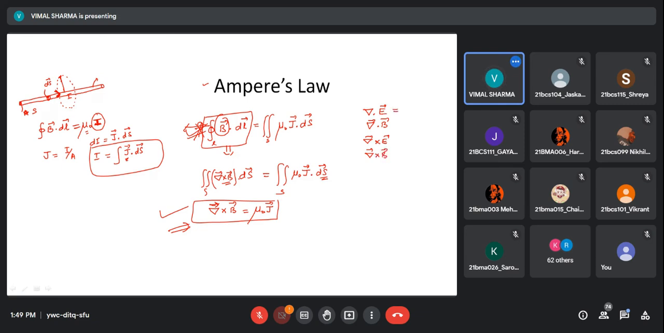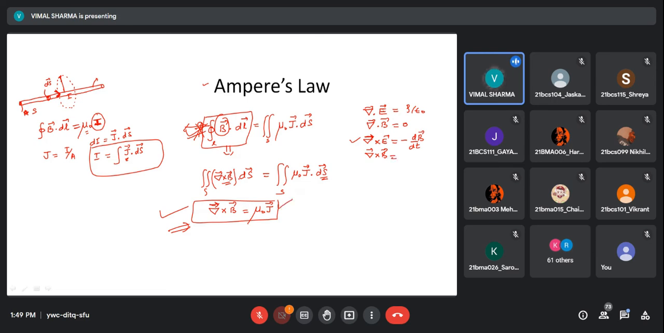Divergence of electric field, according to Gauss law of electrostatics, is rho divided by epsilon naught. Divergence of magnetic field is zero, Gauss law of magnetostatics. Faraday's second law of electromagnetic induction gives you curl of electric field, which is minus d by dt of B.